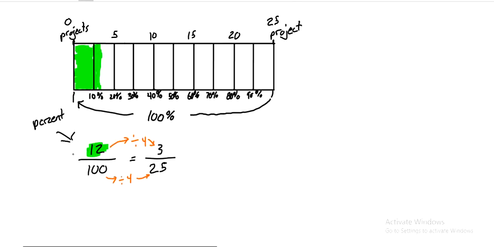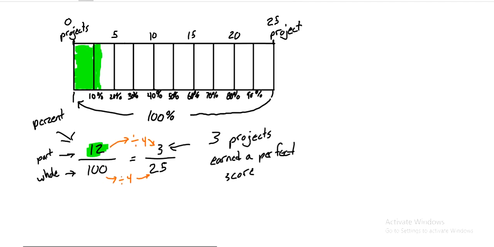So here the top represented the part, and the bottom represented the whole. The whole was 25 total projects. The part that earned a perfect score was 3. So we would say 3 projects earned a perfect score.